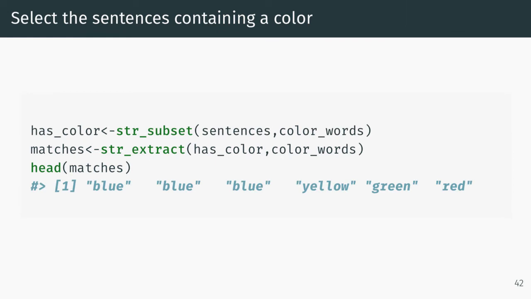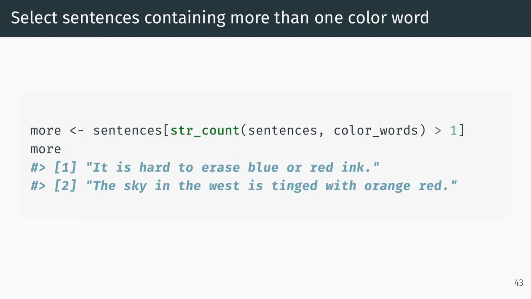Okay, so here's the next thing that we do. We take sentences and color words and str_subset. So this is going to give us the sentences that have colors, and this is going to just extract the colors from them. So these are the colors that actually appear, or this is at least the head of the actual string matches. So these are the first few colors that appear.